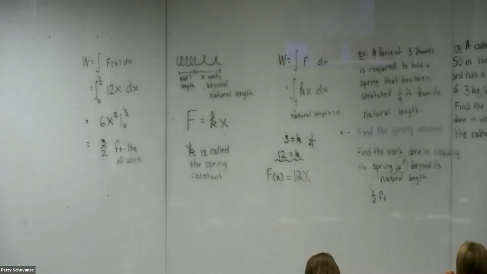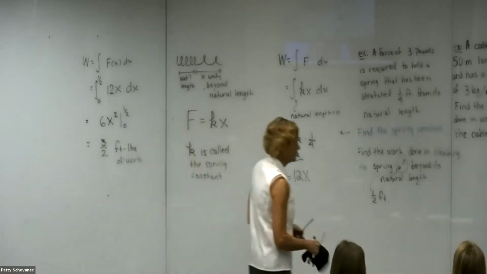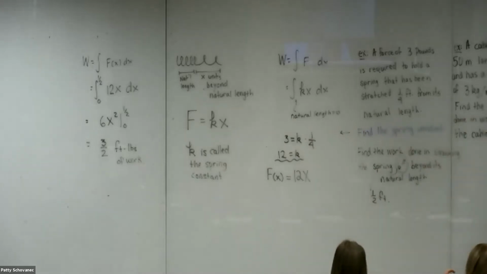Is it going to get harder? Sometimes they give you the work done and you're asked to find the spring constant. If you know how much work is done, can you find the spring constant? Let me grab one out of the book, because I didn't put one on this little handout, and see if you can tell the difference. Do we start using derivatives there? No, even easier than that. Where did I have my problem?